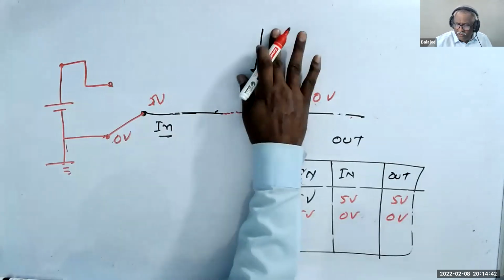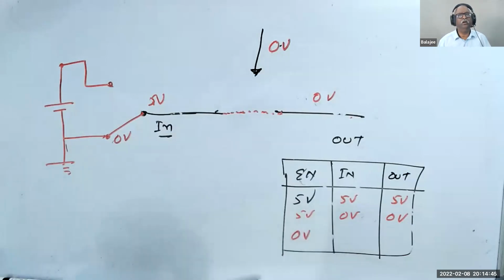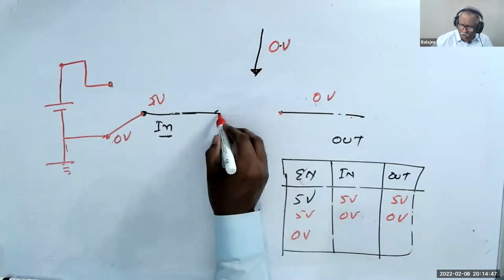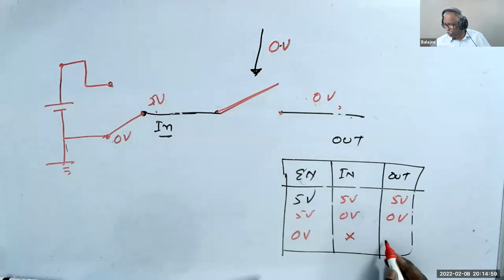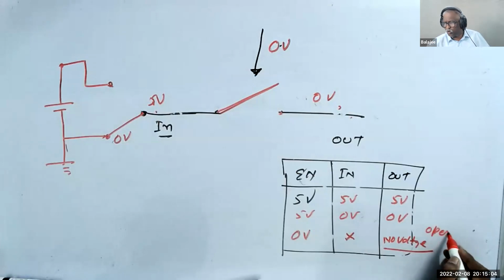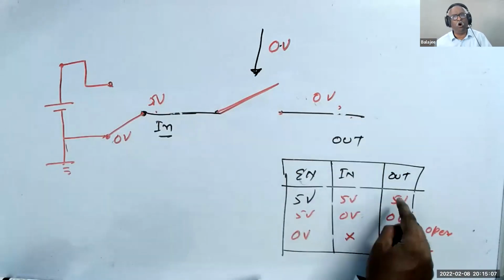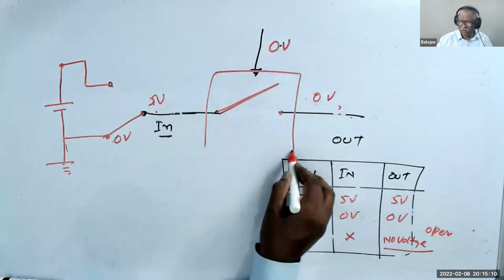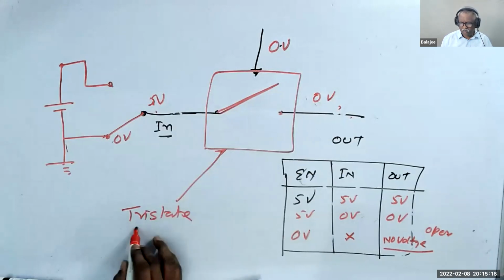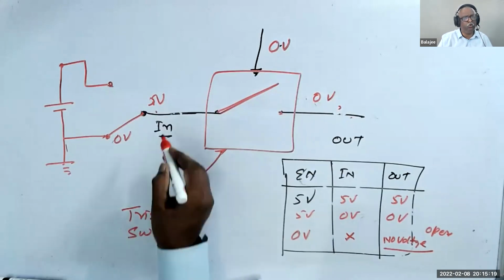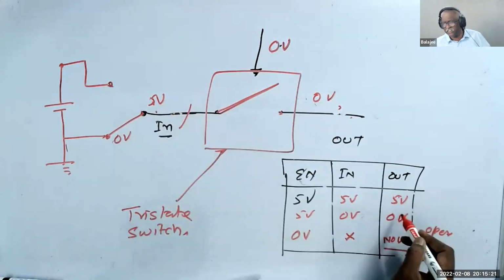Now, when I give the controller 0 volt, what is happening? This is off. When this is off, the input could be anything, 0 volt or 5 volt. Because the input and output have no connection, the output is no voltage, or we can call it open. You can call it anything. That's why this switch is called tri-state. The input has two states, but the output has three states.